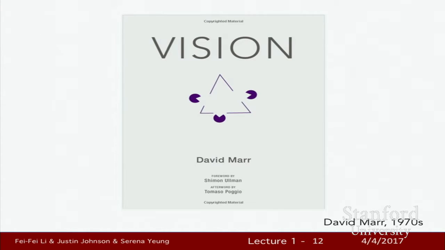An important historical figure to remember in computer vision is David Marr. David Marr passed away in his 30s, very young. But just before he passed away, he published a book called Vision. And in this book, he proposed that we should be seeing vision in several layers.